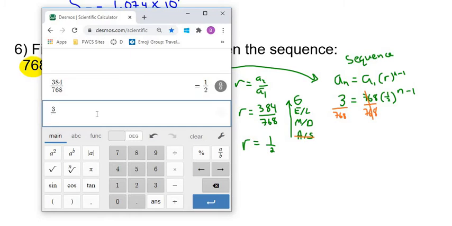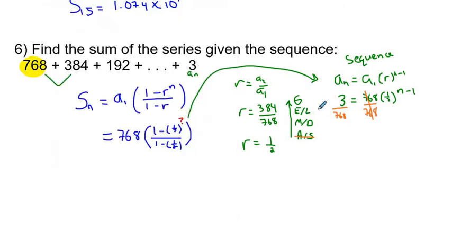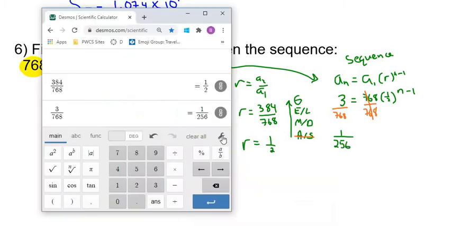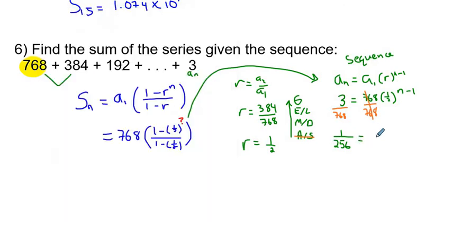3 divided by 768 is something nutty. Let's see what it is. Oh, it's 1 over 256. Now, you may say that's not very nice, but number one, you don't want to write that decimal down, right? You don't want to be doing these problems and writing down that number. You want to write down this, and the reason is there's actually a relationship between 1/2 and n minus 1, and that relationship is the next step, right?